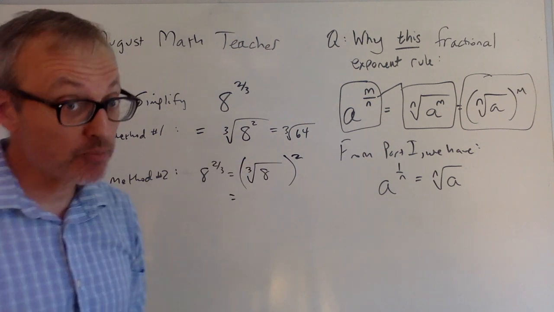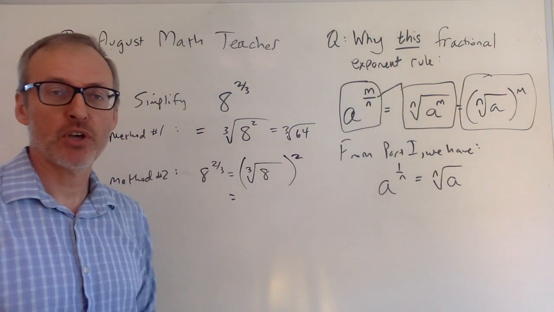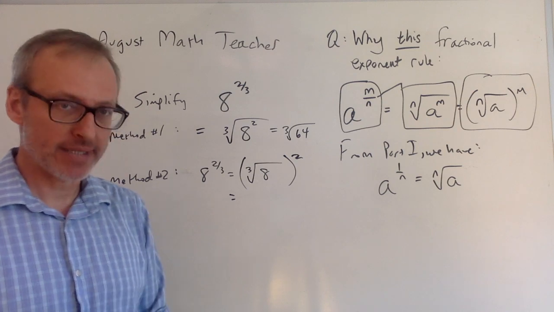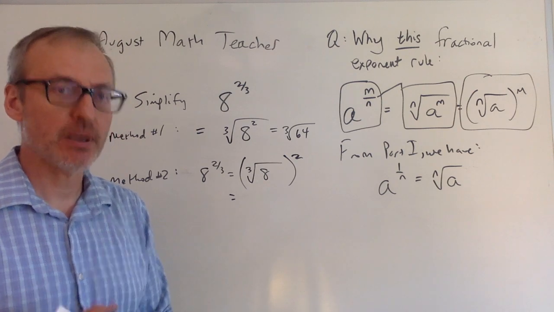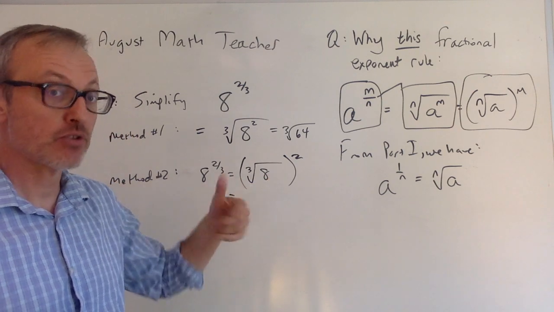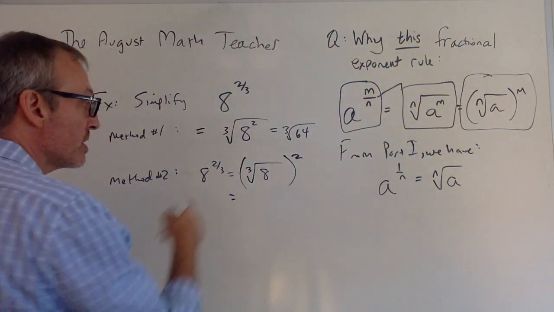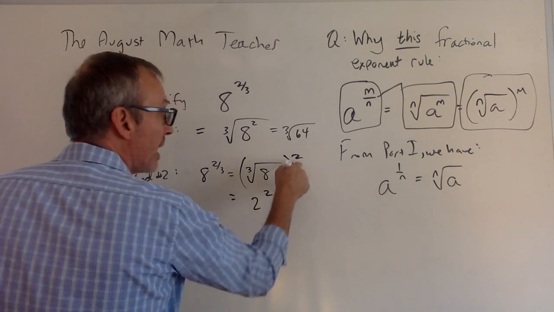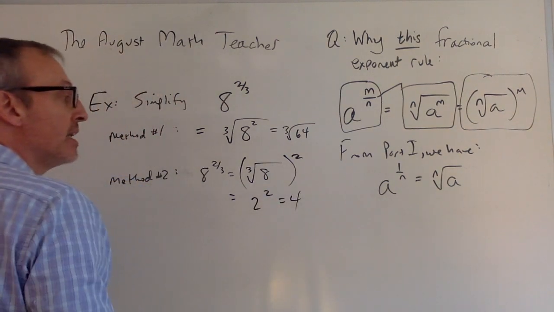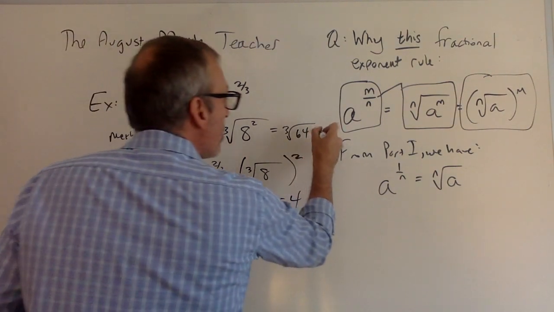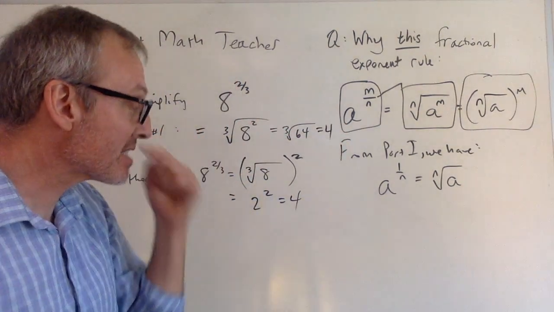Now again, this is a thought problem, but it's a simpler thought problem. What's the number that you multiply by itself 3 times to get the number 8? That's what this is. And the answer is 2. 2 times 2 times 2 is 8. And so this is the number 2 squared, which is 4. The answer is 4, which is also the answer to this one, of course. You have to get the same number.